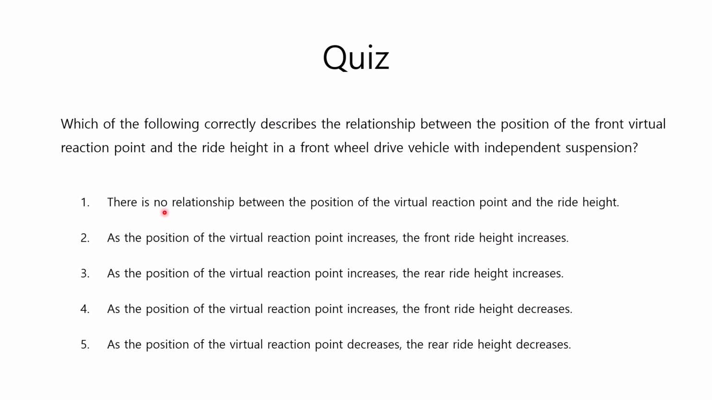1. There is no relationship between the position of the virtual reaction point and the ride height. 2. As the position of the virtual reaction point increases, the front ride height increases. 3. As the position of the virtual reaction point increases, the rear ride height increases. 4. As the position of the virtual reaction point increases, the front ride height decreases. 5. As the position of the virtual reaction point decreases, the rear ride height decreases. Please select the correct answer from these 5 statements.